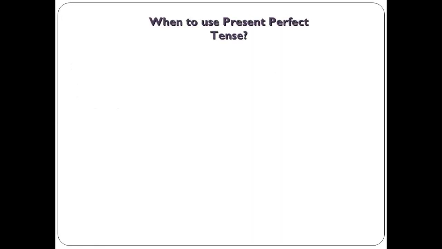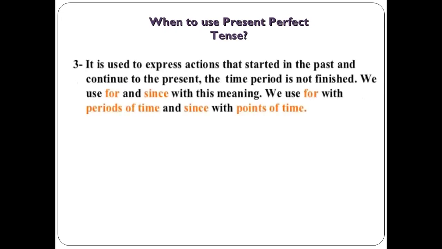We can use present perfect tense to express actions that started in the past and continue to the present. So you did it in the past, but it's still happening right now. The time period is not finished. Remember that. We use for and since with this meaning. We use for with periods of time, and we use since with points of time. I'm going to discuss more about this later on.